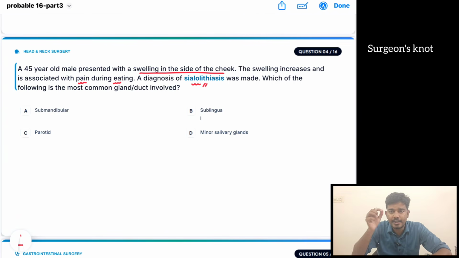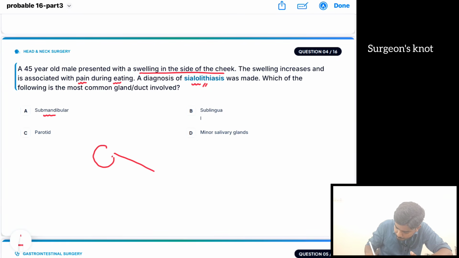That is, in the salivary gland or in the duct there is a stone. Which of the following is the most common gland or duct involved? The most common gland involved is the submandibular gland. Okay, because of the submandibular gland, which duct is involved? Which duct is the duct of the submandibular gland?